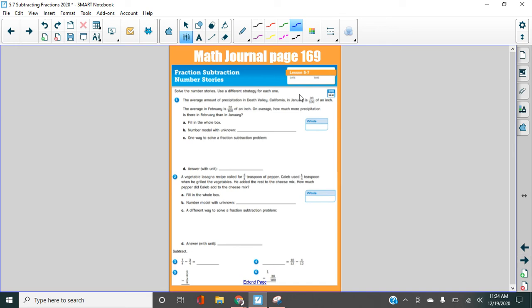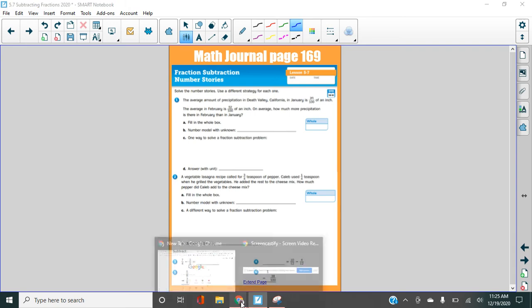All right, your math journal page here is page 169. You have some fraction number stories here at the top that you're going to answer, and then some problems here that are just the straight computation. This is subtracting fractions, fourth graders. If you need any help with subtracting fractions or trying to figure out which words tell you that these are subtraction, let me know, and good luck.